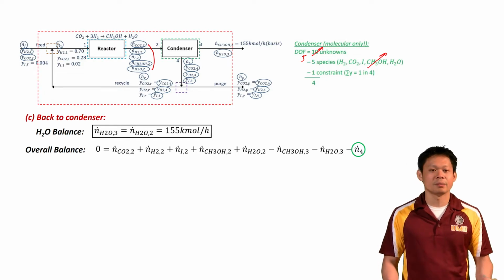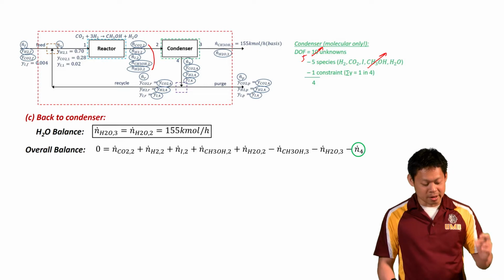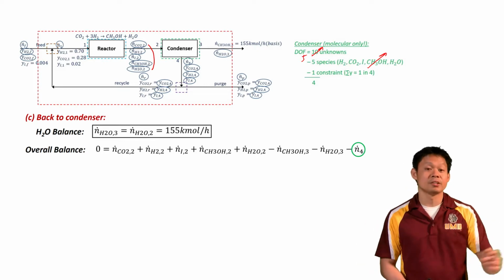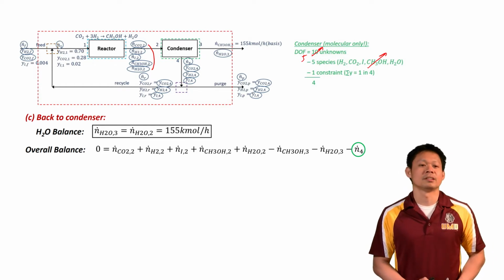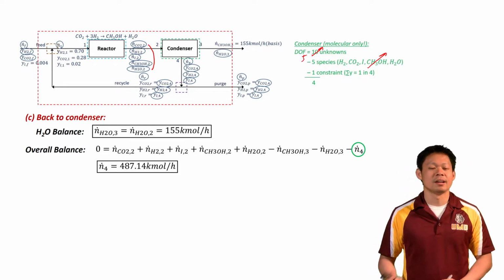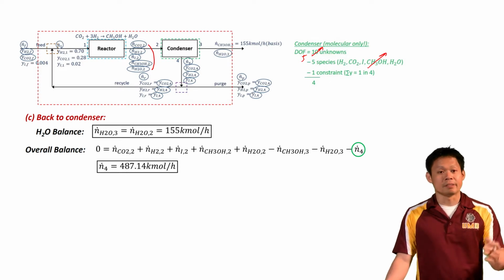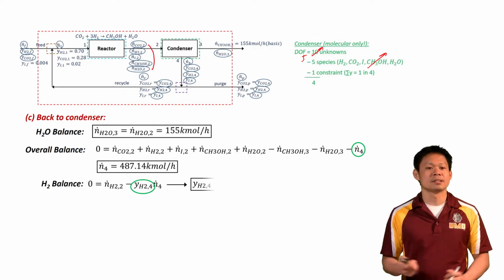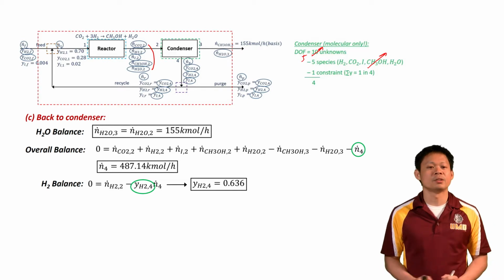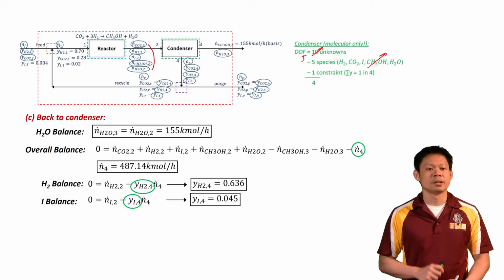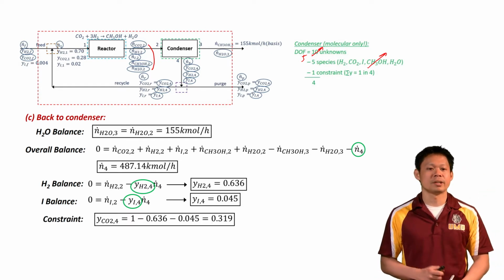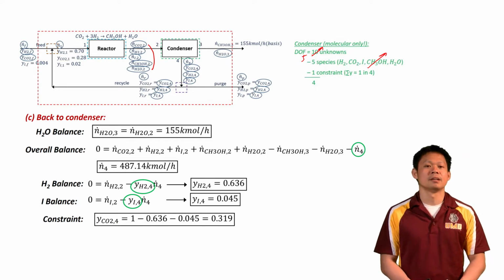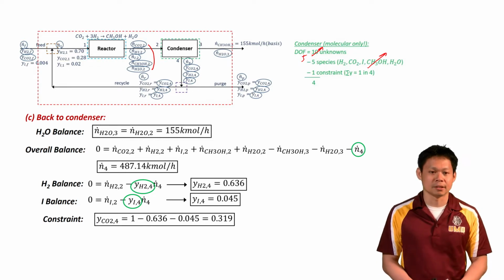It looks really complicated with a lot of different terms because you have 5 in stream 2, 2 in stream 3, and then 1 in stream 4. But if you look at everything that's going on in there, you only have 1 unknown left. So the overall balance will give us our N4, and you can calculate that right away. Once you have N4, you just have to do 2 more balances. We're going to do our hydrogen balance. We have 1 unknown left. It gives us our mole fraction. Do the inert balance, get us our mole fraction. We are done with our 4 balances. The last equation we have is the constraint. We'll use the constraint to find our remaining mole fraction, which is the mole fraction of carbon dioxide.